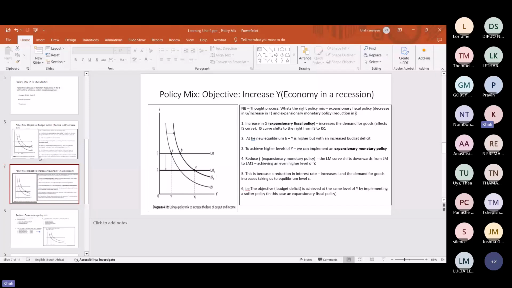So let's look at this example. If the objective of government is to increase the level of income or to bring the economy out of a recession, what would government do? So the question is, what is the right policy mix to increase the level of income? If government wants to increase income, what is the right policy mix? What should they do? Spend more, so increase spend and decrease taxes.